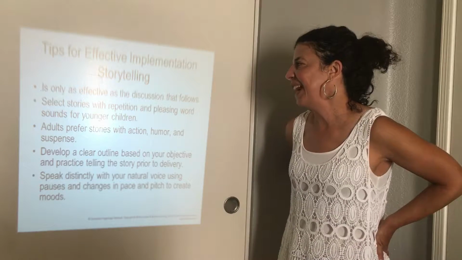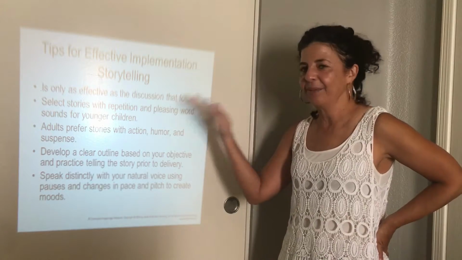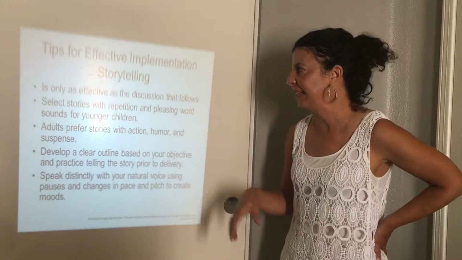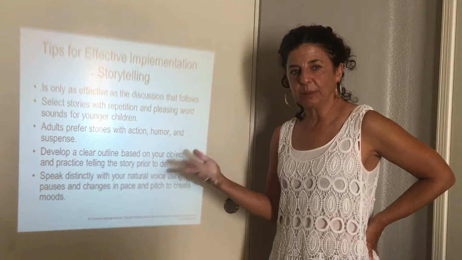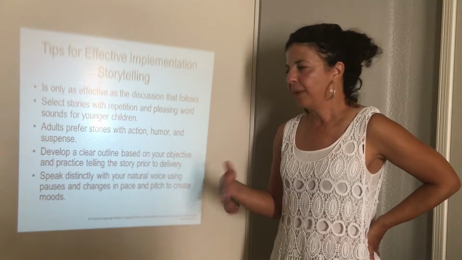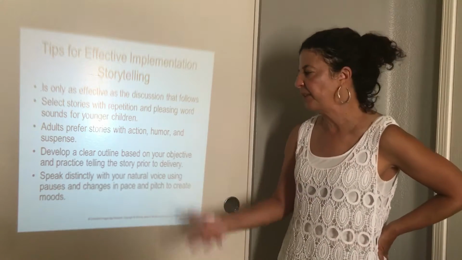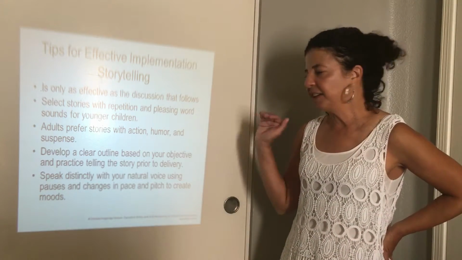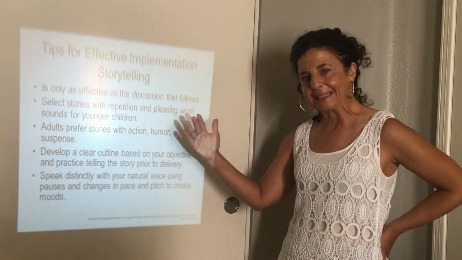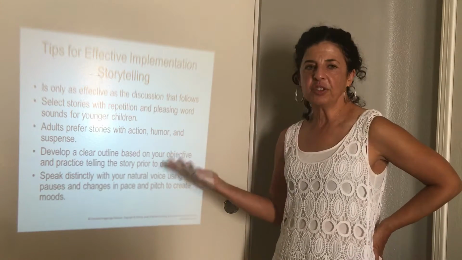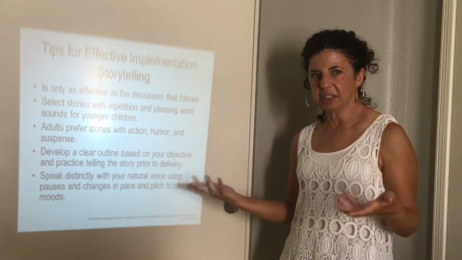So you want to make sure that, remember, storytelling is only effective if there's a decent discussion that follows it. Use stories that have repetition and pleasing words for younger learners. For adult learners, we like stories that have action, humor, suspense. We want to know what's going to happen next. Develop a clear outline so that your story flows, and then practice telling it. And then use your natural voice. Don't use a voice that's contrived or something like that, because you'll disengage your audience.